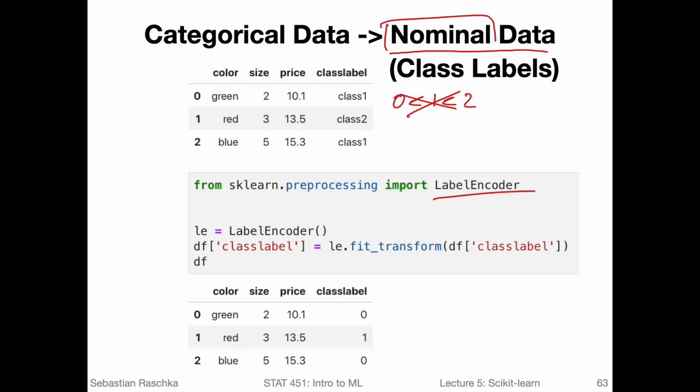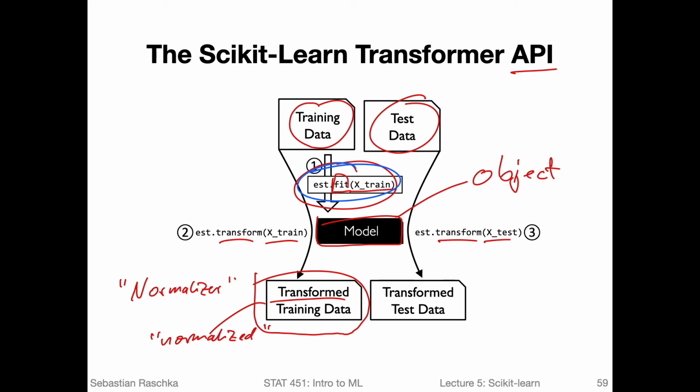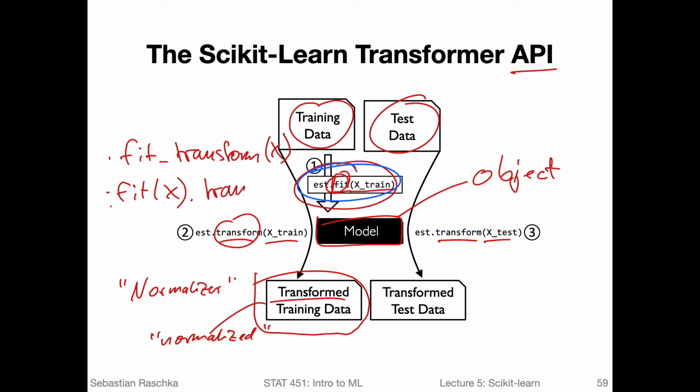label encoder. One thing I forgot to mention previously is that for the transformer API, there's a fit and a transform method. However, there is also one way you can do that in one step, and that is calling fit_transform. So calling fit_transform is the same as calling fit on, let's say, X, and then immediately afterwards calling transform. So fit_transform is just a combination of fitting and transforming in one step.